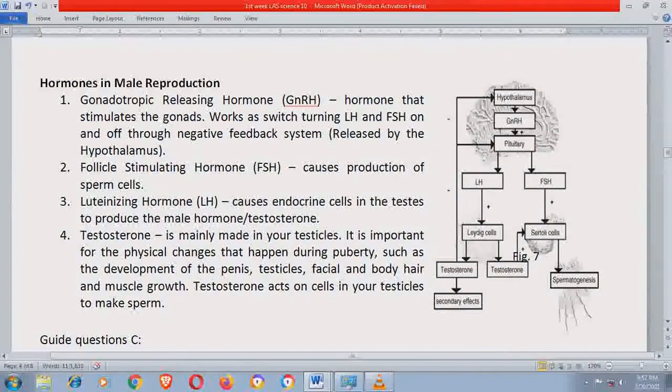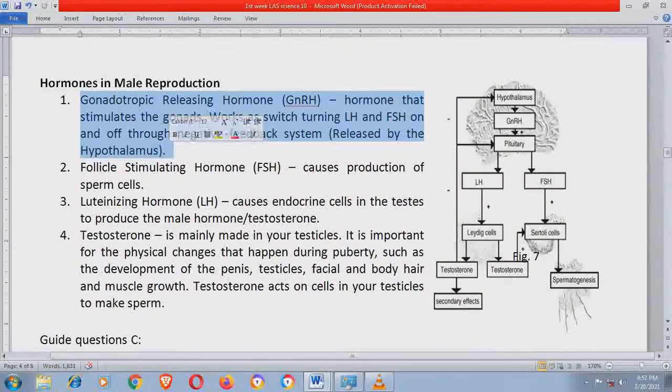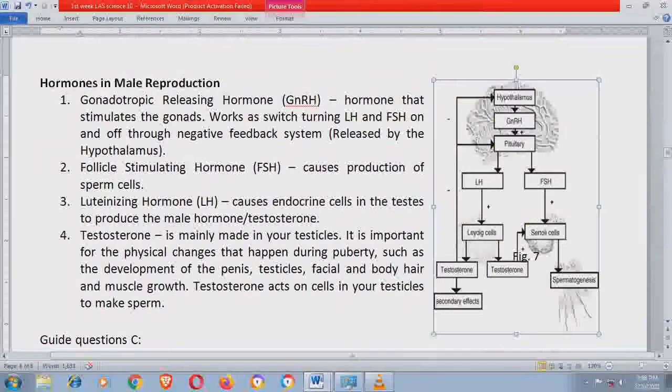Now, hormones in male reproduction, so we have gonadotropic releasing hormones. Hormone that stimulates the gonad works as a switch turning LH and FSH on and off through negative feedback system released by the hypothalamus. So, lahat ng info, lahat ng sinabi dito ay nandito. No? Ayan. So, this is the hypothalamus. Ang kanyang hormone ay GnRH.